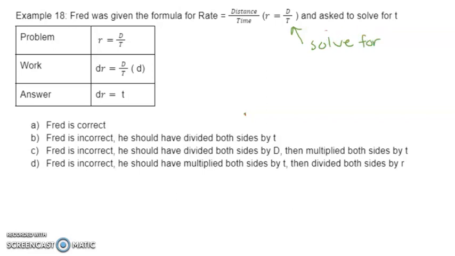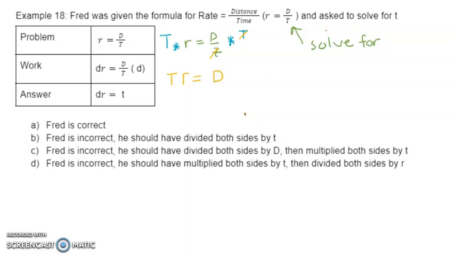So when I go to solve, I'm going to write my problem, R equals D divided by T, and then I want T to be in the numerator, not the denominator. So I'm going to multiply both sides by T. And when I do that, my T on the bottom will cancel with my T on top. And I'll be left with TR is equal to D.